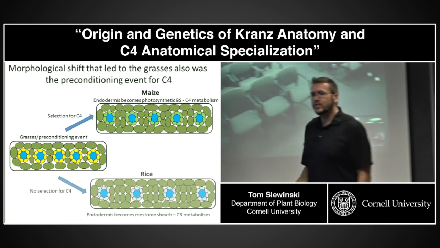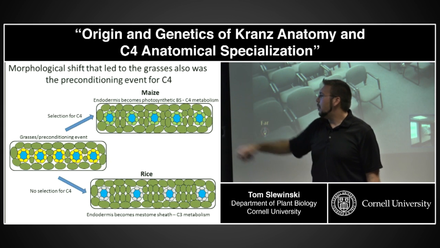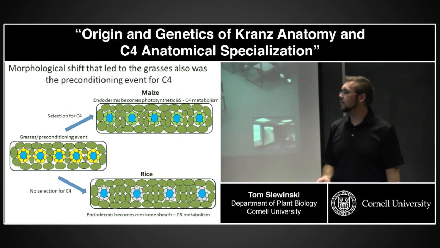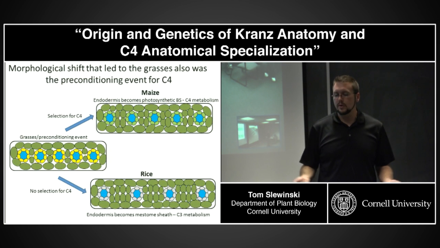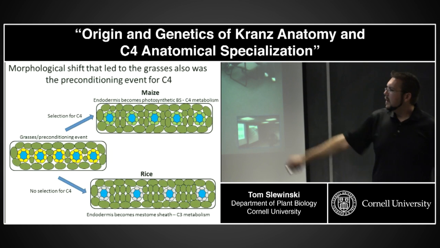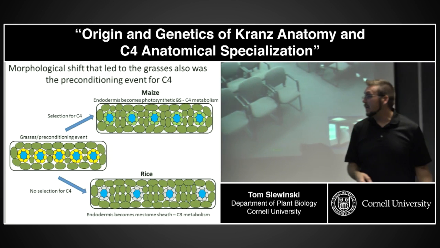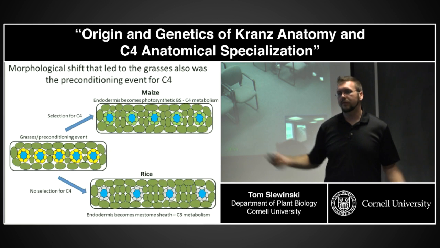If you have selection against C4, it's more like what we're seeing in the mutants, where the endodermis becomes the mestome or vascular bundle sheath with C3 metabolism. You still get that structure there. I think of it more as an evolutionary remnant. And they're very similar to what I was seeing in my mutant when you lost the identity. And again, if you lost vein spacing, that would account for why you're getting increased vein spacing in this as well.